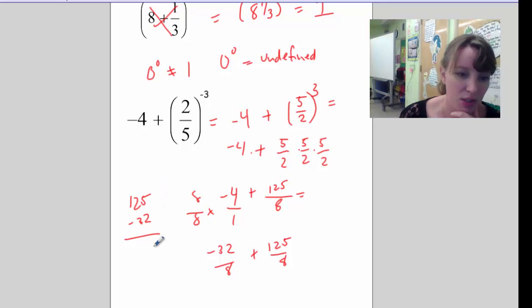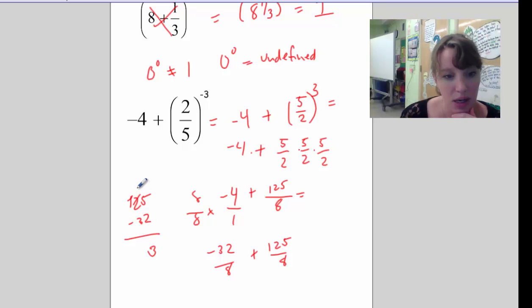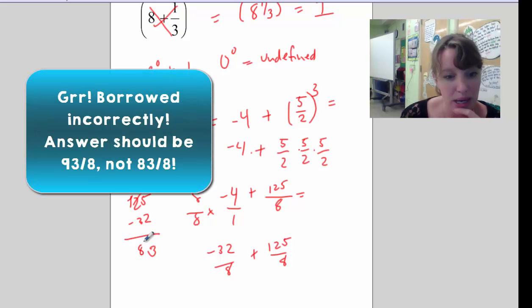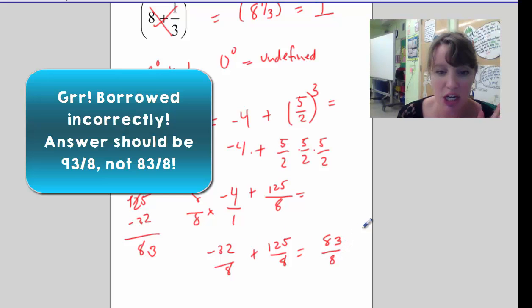let's see, that's 3. I need to borrow, so that is not 12, I'll make it 11, so it's going to be 83, but it's going to be negative 80. Oh, no, actually it's going to be positive because this was more positive. So this will be 83/8. And you could change that into a mixed number, but the whole purpose of this exercise was to get rid of this positive exponent. So we are done in that regard. Okay, so make sure that you've taken careful notes on this part right here.